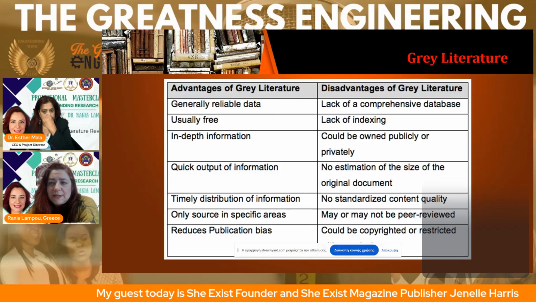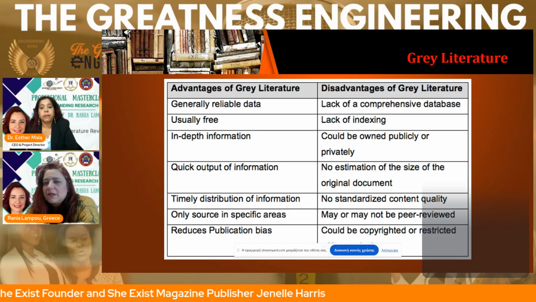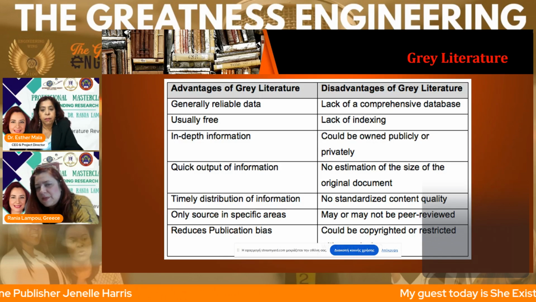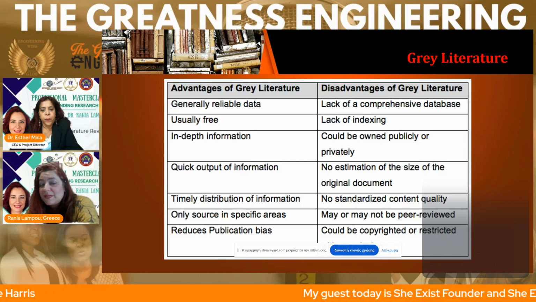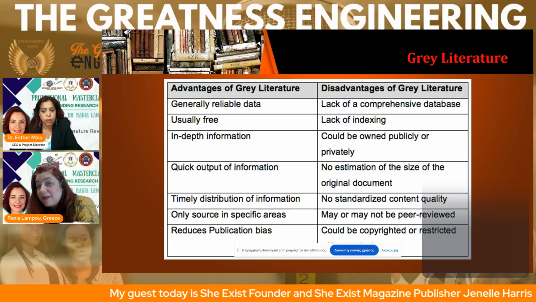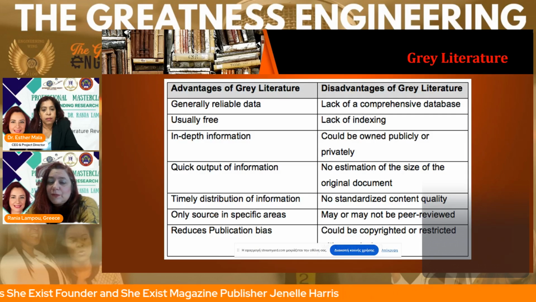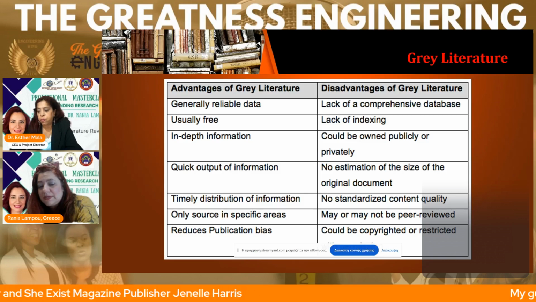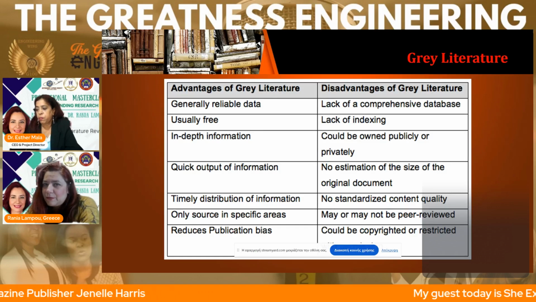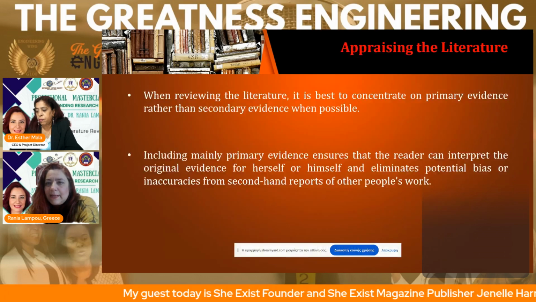Mention here some examples. The advantages could be that it's usually generally reliable data, although on the other hand, there is a lack of comprehensive database. It's usually free, but there is a lack of indexing. There is in-depth information, but it could be public or private. It's about the timely distribution of information, but there is no standardized content quality. It may not be peer-reviewed, which is a big default, and it may sometimes be copyrighted or restricted.